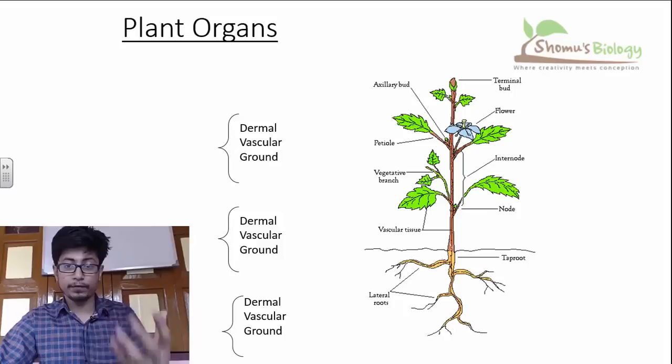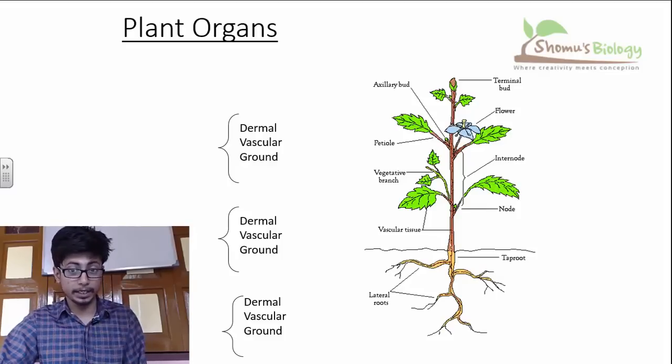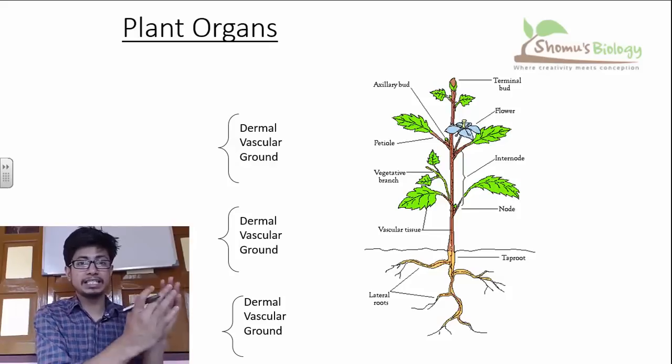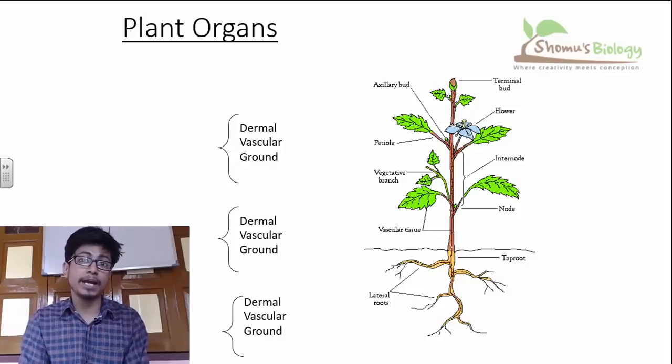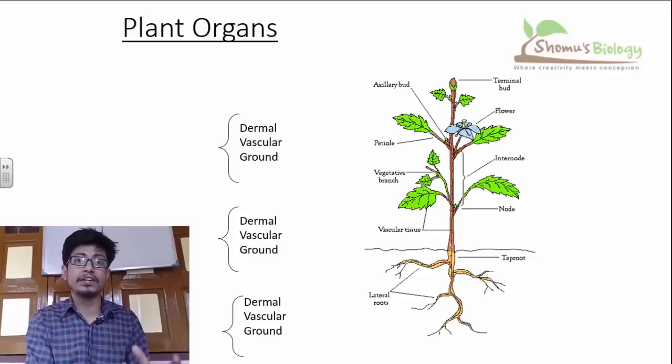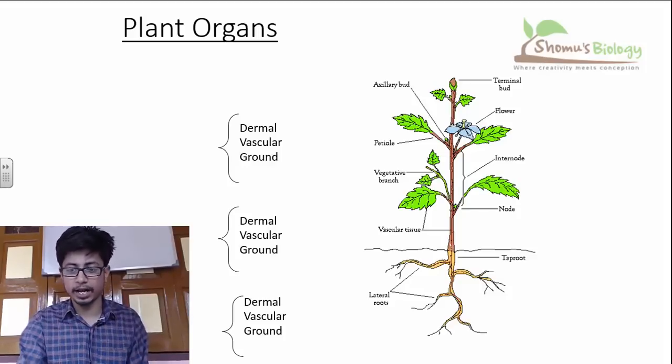If we break them down into roots and stems and leaves, you'll see the leaf contains dermal, vascular, and ground tissue, roots also contain that, as well as the stem. So every single section of the plant body, the anatomy, contains all three types or three varieties of tissues, and those tissues are composed of different types of cells belonging to parenchyma, collenchyma, and sclerenchyma.